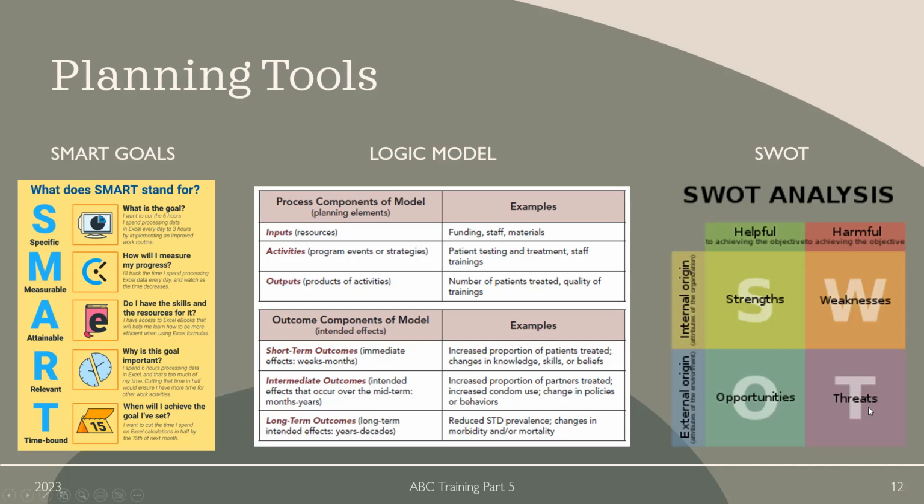I got the SWOT chart from Wikipedia. It's not hard to find different SWOT analyses, but I didn't want too much information for the purposes of this, just very, very broadly. So basically what you do is you split your paper into quadrants, though you don't have to split it this way.